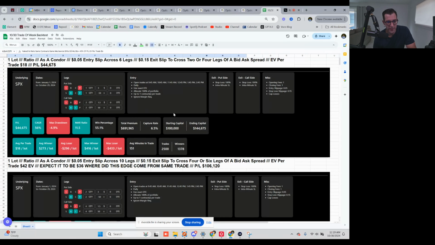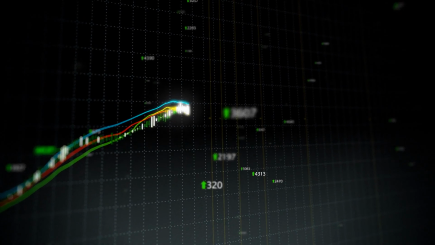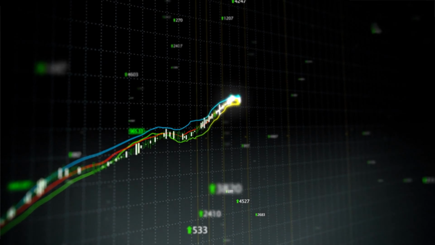So we look at this trade, and so far this year, this has a 6.5% capture, and it's got a 56% compounded annual growth rate with a 4% drawdown. And everyone says, hey, I'm rich. I'm quitting my job and I'm going to make $1 million trading zero DT.